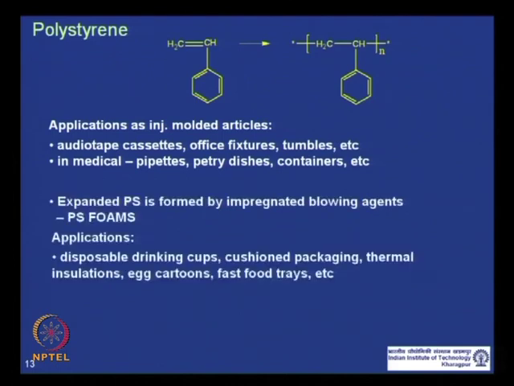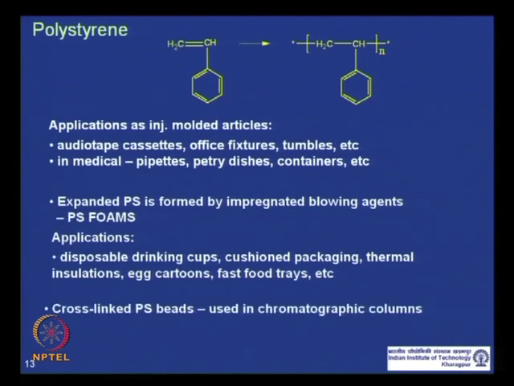Lot of applications of polystyrene go as foam. Polystyrene foam is formed by impregnating blowing agents, and you have seen yourselves many applications of polystyrene foams like disposable drinking cups, cushion packaging and thermal insulators. Sometimes, like in your lab, reagent bottles come with some packing outside or boxes made of polystyrene foam, and they are also used for thermal insulation. They are used wherever you need to protect brittle material inside, like egg cartons and fast food trays, and these are cheap polymers, so you can use them for very common applications.